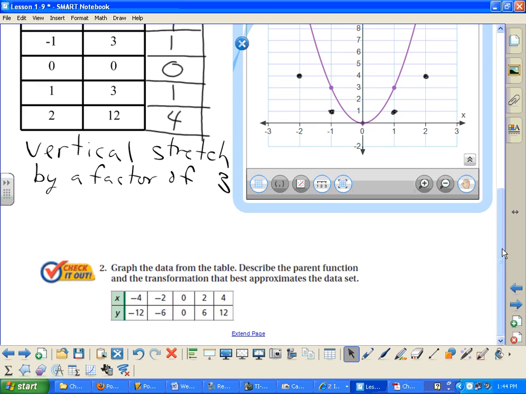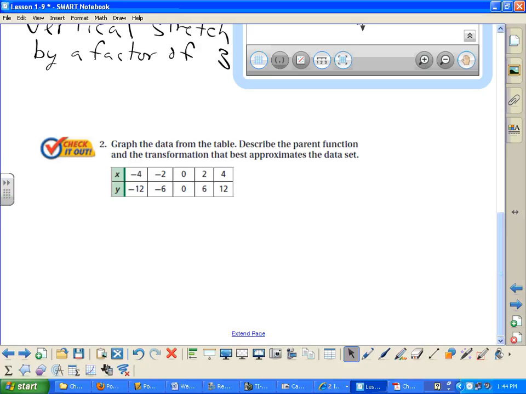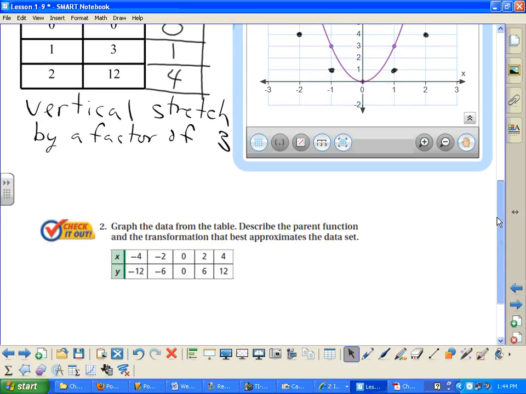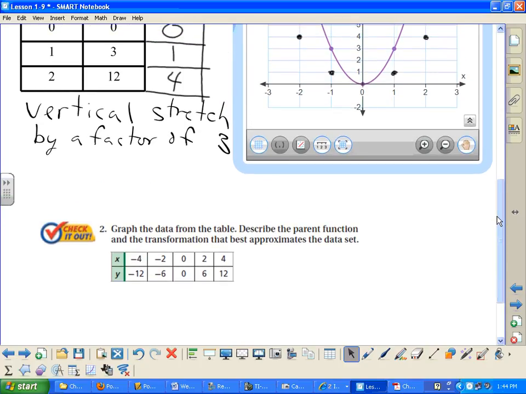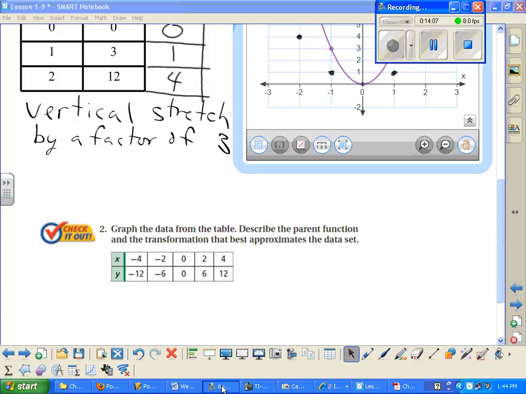Okay, so here is another set of data. All right, so you determine what the parent function is and what the transformation is. And I'm going to pause.